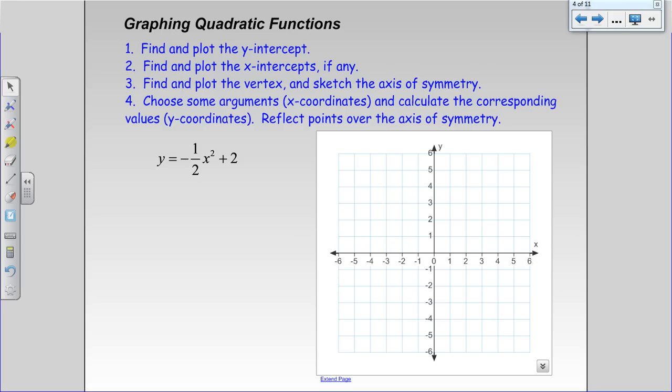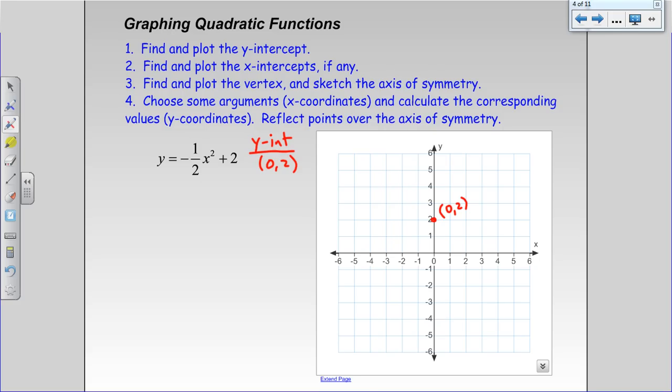We can also reflect points over the axis of symmetry because of the symmetrical nature of the parabola. Let's draw the graph of y equals -1/2 x squared plus 2. First, in order to find the y-intercept, we simply let x equal 0, which eliminates the first term of our equation. So our y-intercept is the point (0, 2). We'll plot that on our coordinate plane and label it.